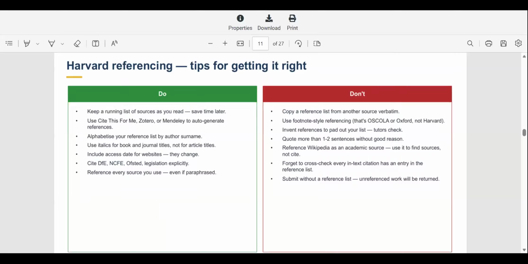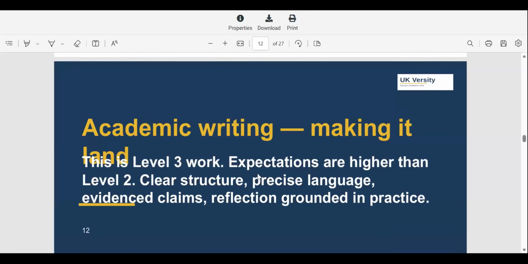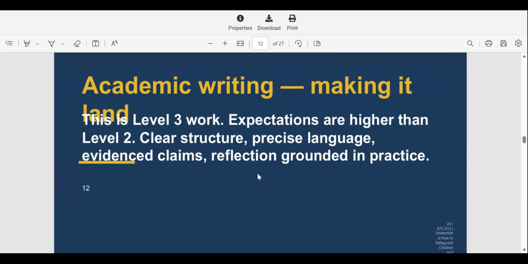The don'ts. Don't copy a reference list from another source verbatim. Don't use footnote-style references. Don't quote or invent references to pad out your list. Tutors check. Don't quote more than 1 or 2 sentences without good reason. Don't reference Wikipedia as an academic source, and don't forget to cross-check and submit without a reference list. Don't do that. These are the expectations, okay?